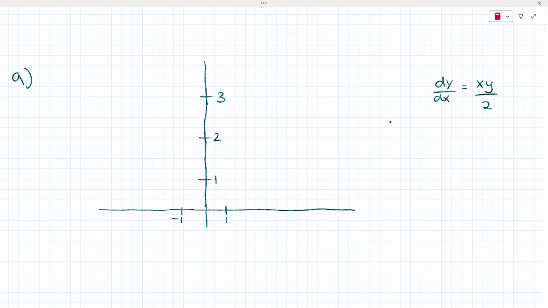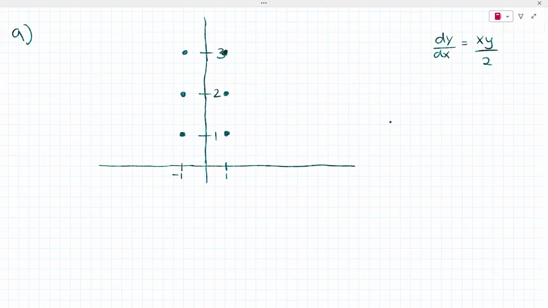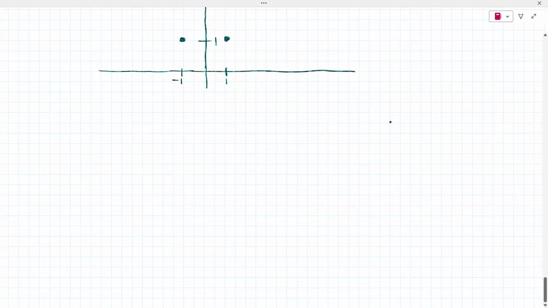So they give you x = -1, and it gives you y = 1, 2, and 3. This is all given. And then at x = +1, it gives you y = 1, 2, and 3. And now let's make a table. This is the answer for part A.